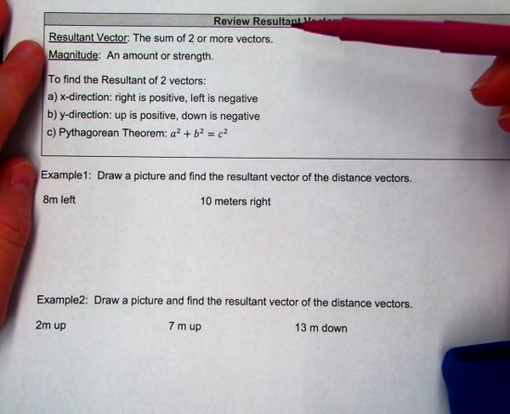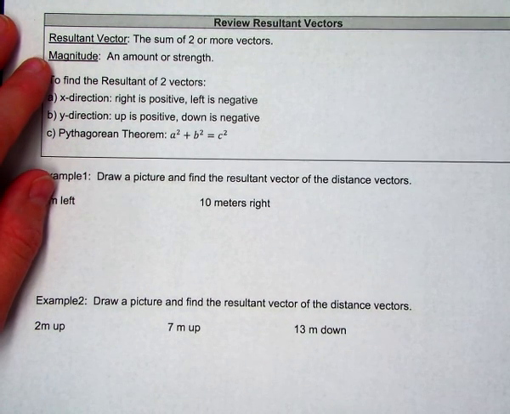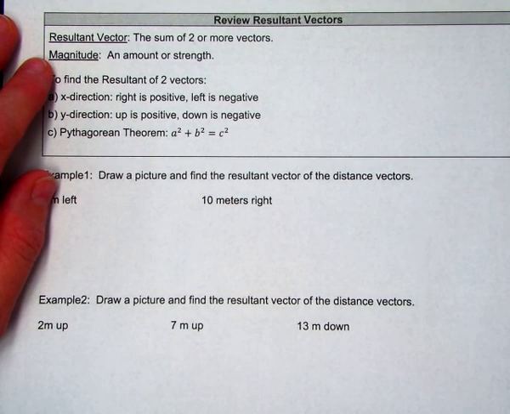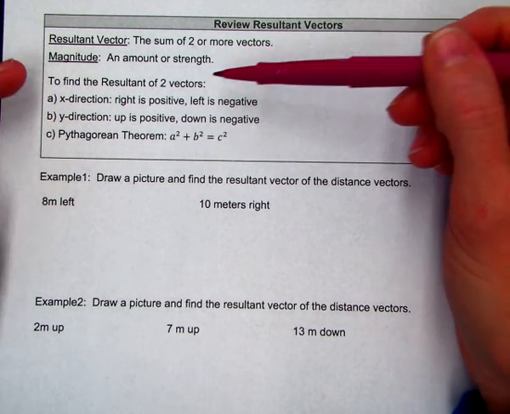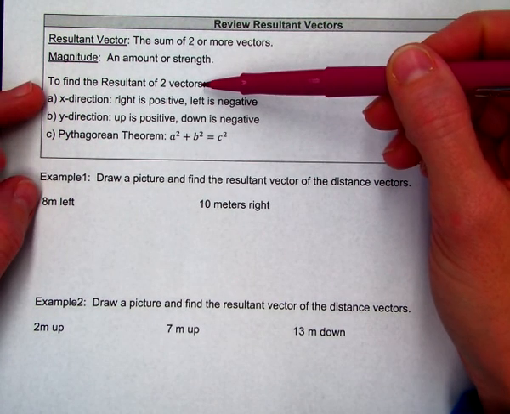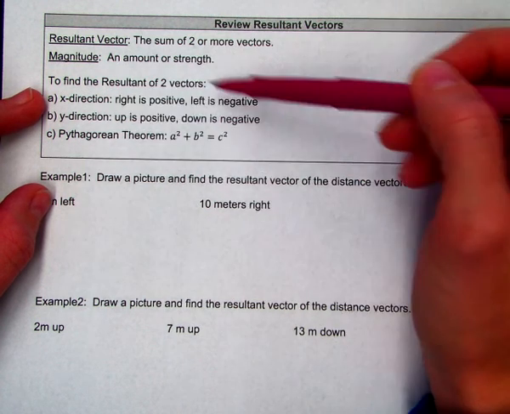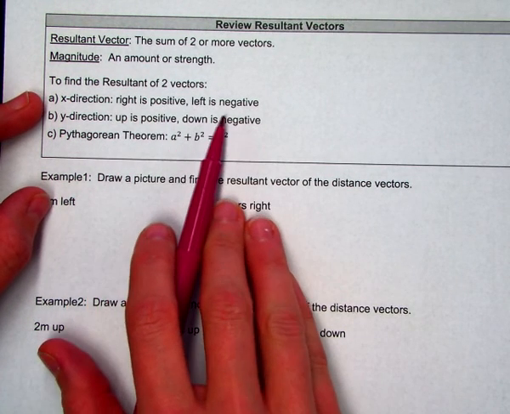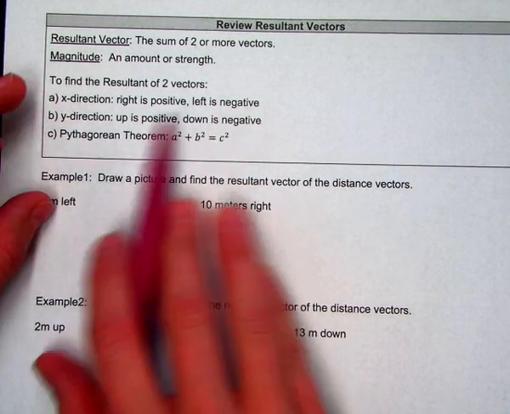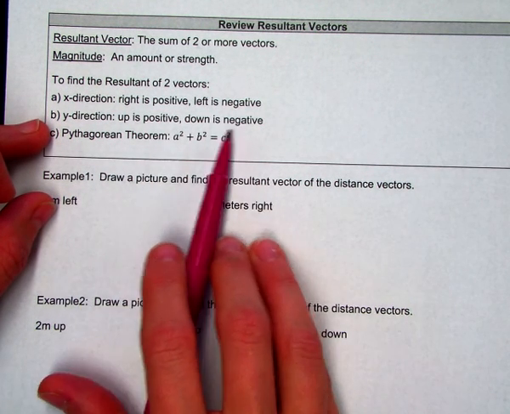Now the size of the vector, that's called the magnitude. So with respect to forces, okay, the larger the vector, the greater the amount of strength that we're applying to something. All right, so to find the resultant of two vectors, we have the x direction. So if we're moving left and right, we are generally going to go with right as the positive direction and left as the negative direction. All right, y, that's your up and down forces. Up is going to be positive, down is negative.